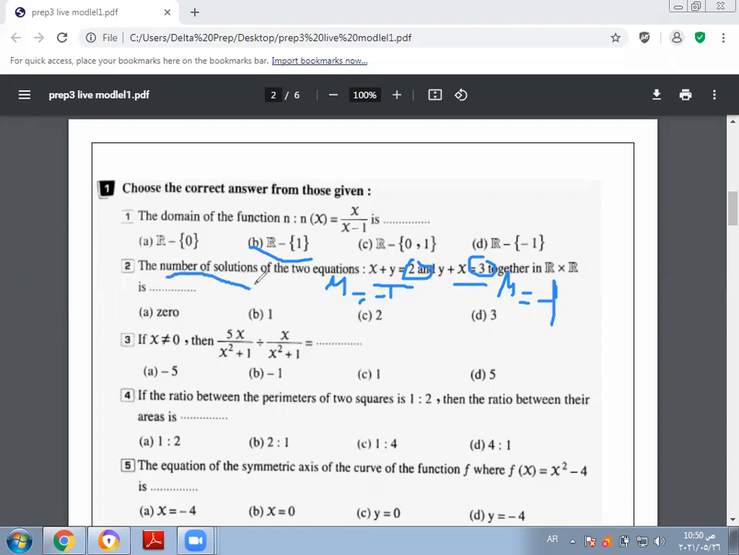Here, the question is the number of solutions. It means we want the number of solutions, and we know that the solution set is empty. So then the number of solutions is 0.